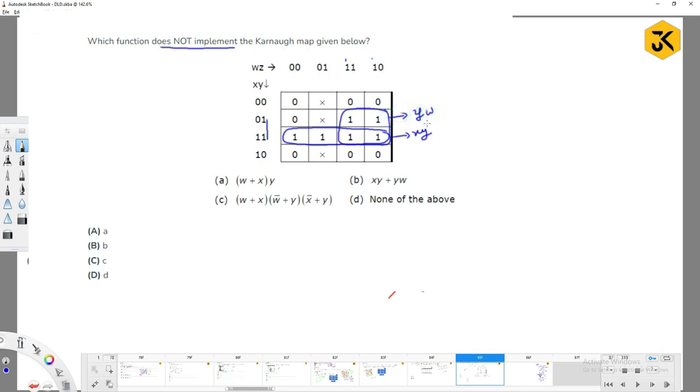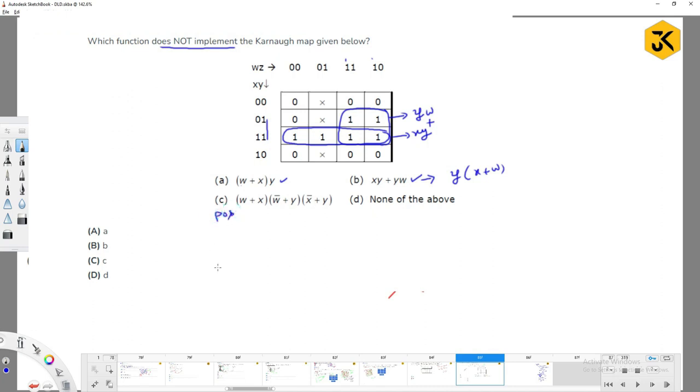So if you take this xy plus yw, this is going to be generated, but they are asking for which is not implementing, right? If you take out the common y, you are going to get x plus w, right, which is same as w plus x into y. So this is also going to be generated, right? Now try to check the case for option c. Option c is in the form of product of the sums, right?